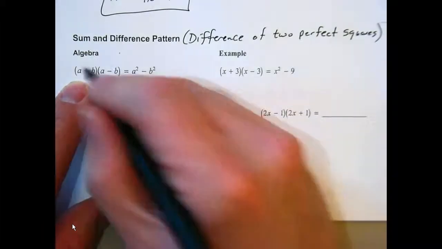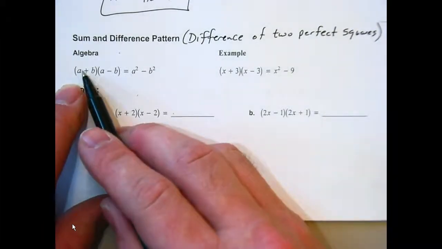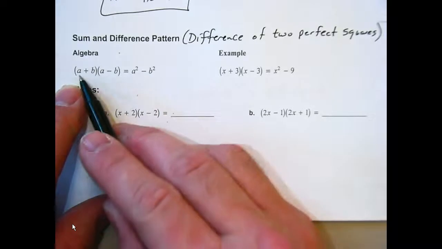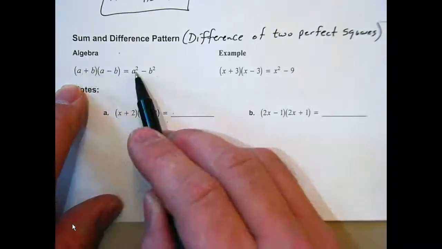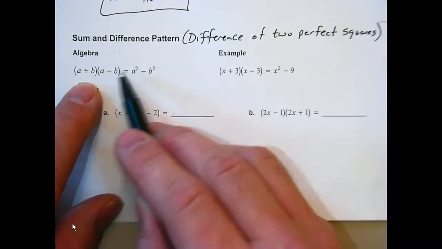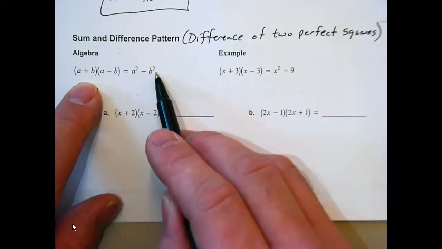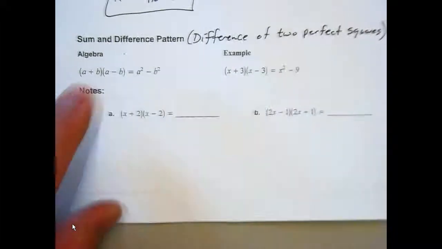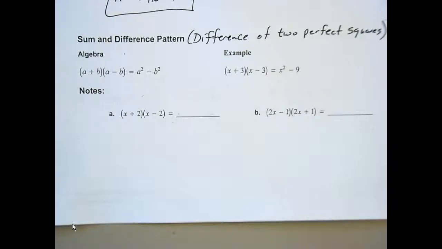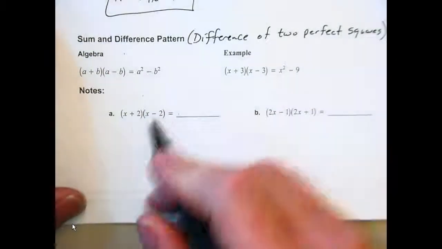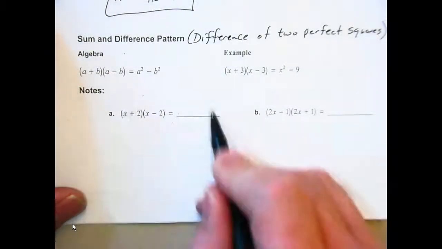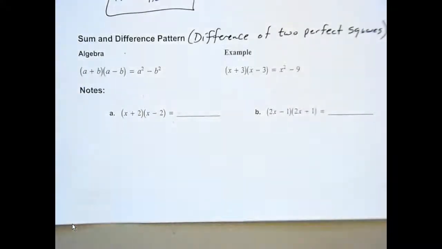It says that if I were to multiply this out, I'd end up with A squared, whatever that term is, squared, minus B squared. There's our perfect square, there's our perfect square, and that's the difference. That's why we call it the difference of two perfect squares. And so, let's check that out. If I do this one, go ahead and write what your answer would be. Try to do it the shortcut way, without actually multiplying by hand. Use the pattern there.